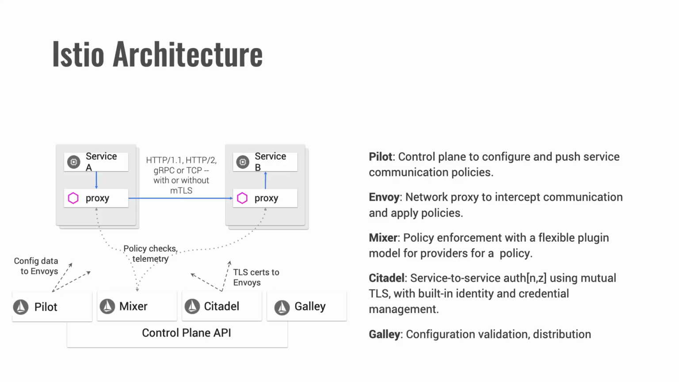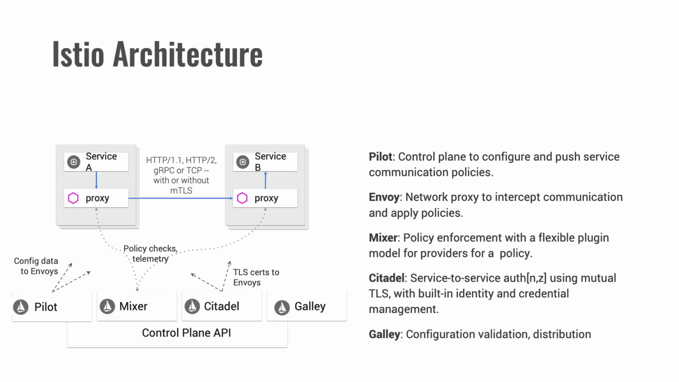But when you submit it to the control plane via the API, it's the job of the pilot to translate that schema, that protocol, and that format to a language that is understood by Envoy proxy. So that is the job of pilot. Translate everything and push it to every proxy. Envoy, it's a network proxy that intercepts the communication and is responsible for enforcing the policies.